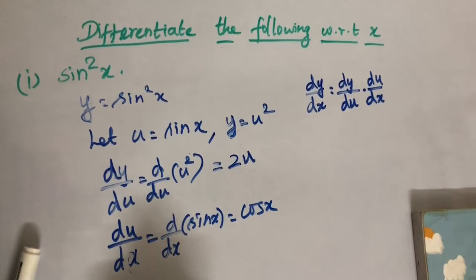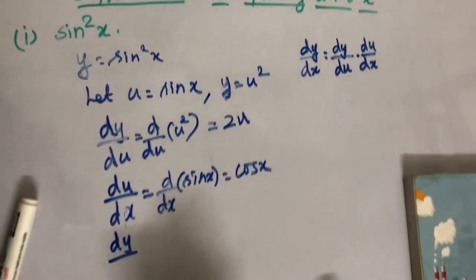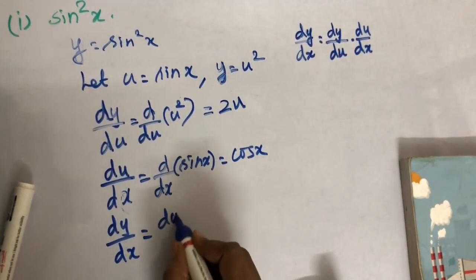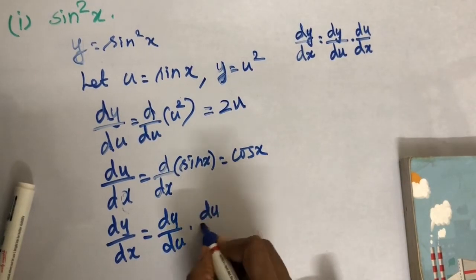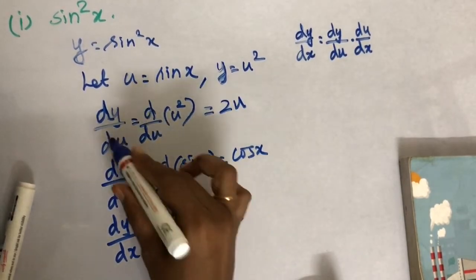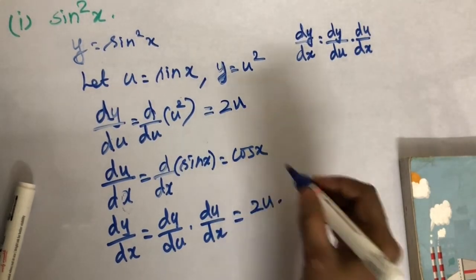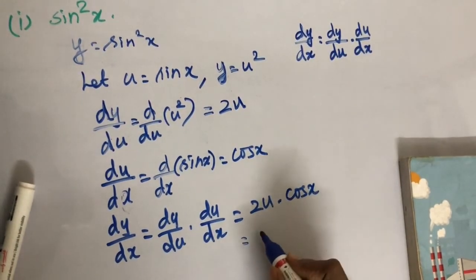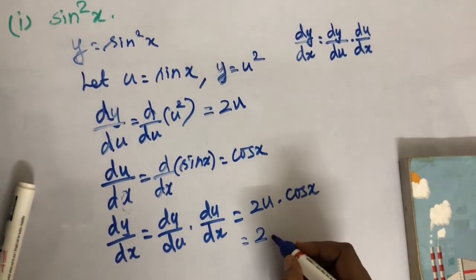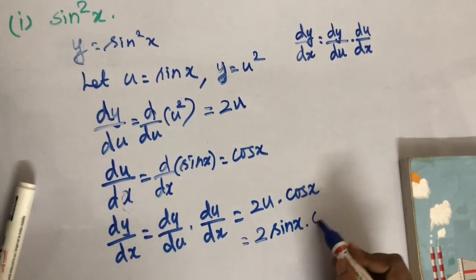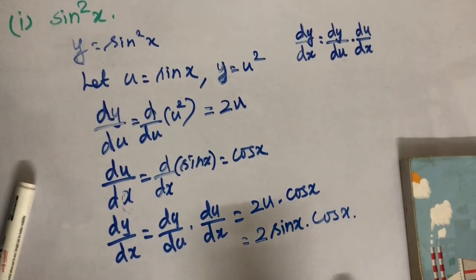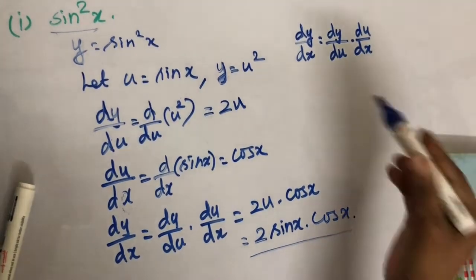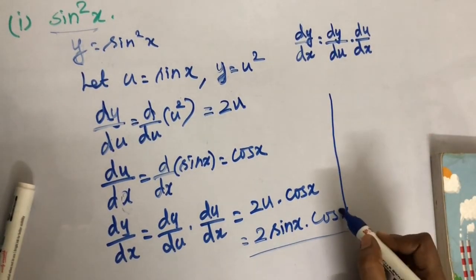So, now we can find dy by dx. dy by dx is equal to dy by du into du by dx. dy by du is 2u into du by dx is cos x. So 2u into cos x, that is 2 into, what is our u? sin x. 2 sin x into cos x. That is the differentiation. So, differentiation of sin square x is 2 sin x cos x. We can do this directly also. This is the chain rule method.